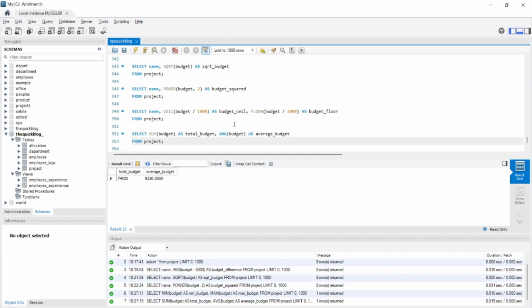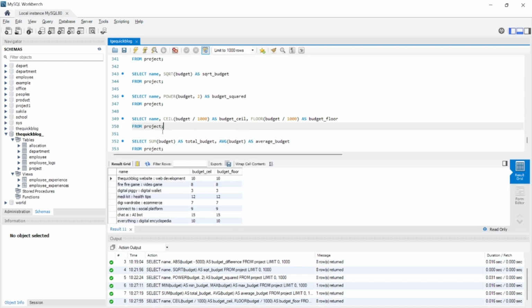So our average value will not always be a whole number, because in this case only it is an absolute value. Otherwise there might sometimes be fractional values, so for that it will default to a float or decimal value. And similarly, if we execute the CEIL and FLOOR functions, they will round to the nearest integer, and because we have divided the original budget by 1,000, the numbers are coming in this way.